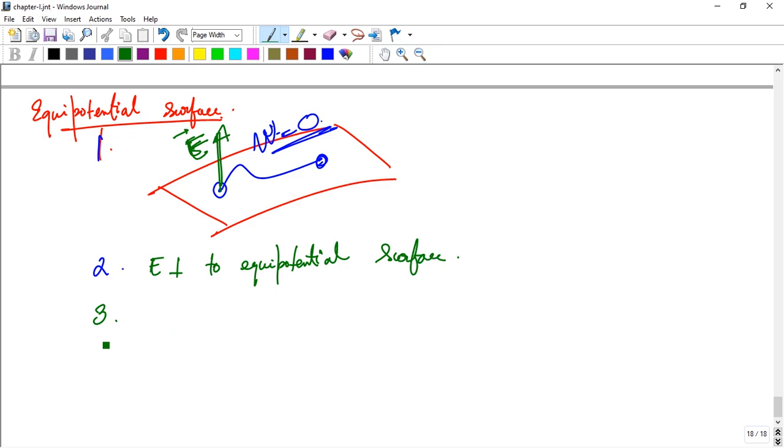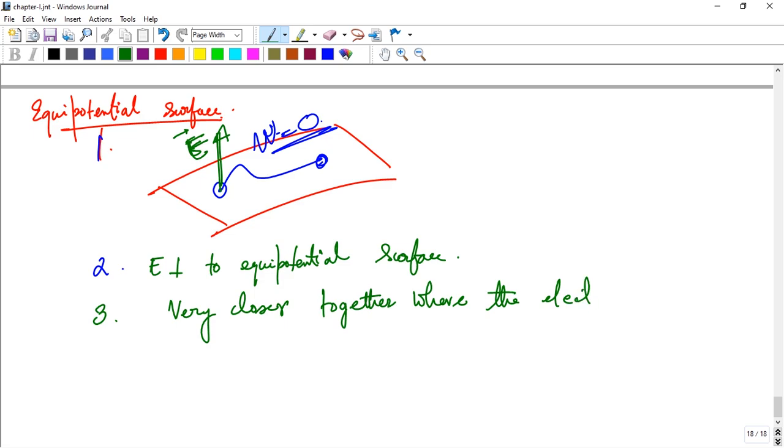surface. Point number 3: the equipotential surfaces are closer together where the electric field is stronger. Where the electric field is stronger, the surfaces are very close together.